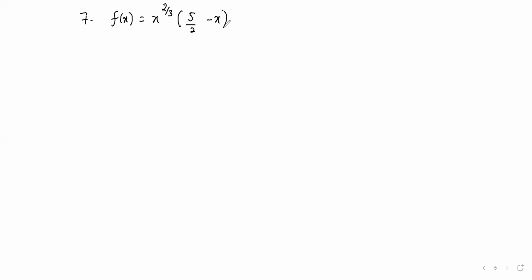Okay, so part A says determine the behavior of f as x goes to plus or minus infinity. And then part B, determine the intervals where f is increasing and decreasing. So maybe in trying to answer part A, you get the limit as x goes to minus infinity of x to the power 2 over 3, times (5 over 2 minus x).